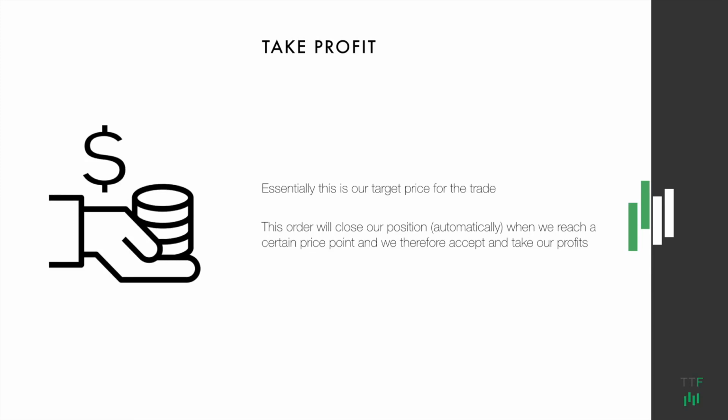On the opposite to that, we have take profits. This is essentially our target price for the trade. Again, it's set up at the beginning when we place a trade. We set our stop loss, we set our take profit, and then we execute that trade. What that does is it will automatically close our position when we reach that take profit area. So if we have a take profit at 88, as soon as the market reaches 88, it will automatically take our profit and close that position.